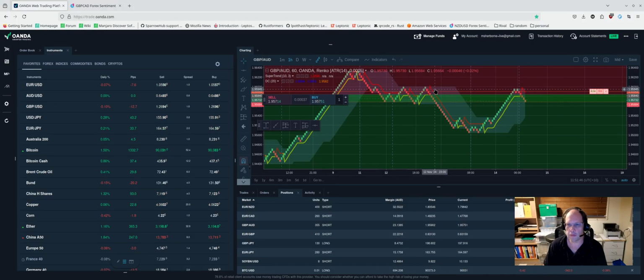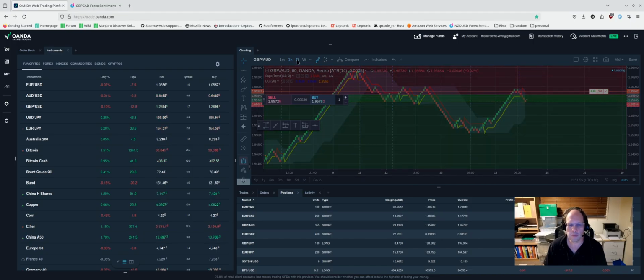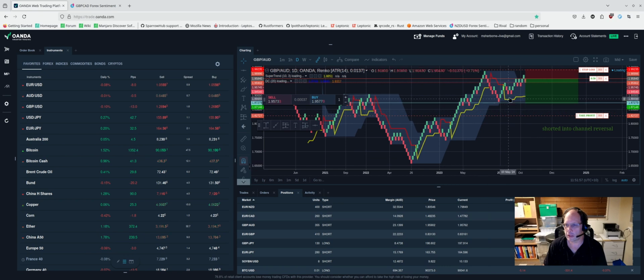Are they higher? No, they're lower highs. I think we're pretty safe, even though it's coming up. I don't think it's going to go up. I think it's going to go down. The daily, it looks like it's going up.